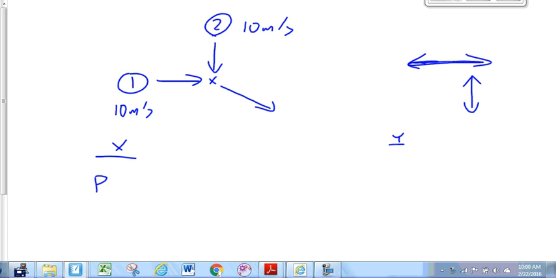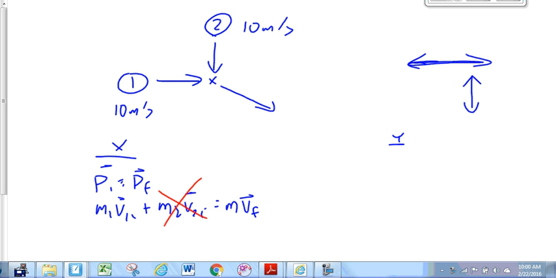The x component would be analyzed by saying pi equals pf, m1 v1i plus m2 v2i equals mvf. We would cross off this term, even though object number 2 is moving. On the x-axis, it is not. As far as the x-axis is concerned, it's not moving at all. It's moving only on the y-axis.